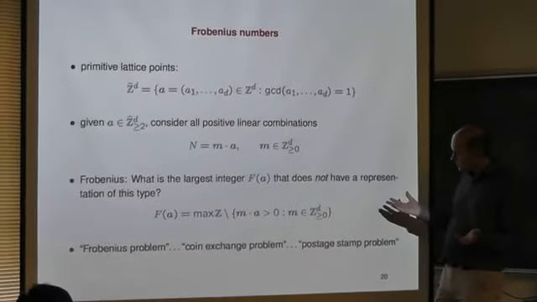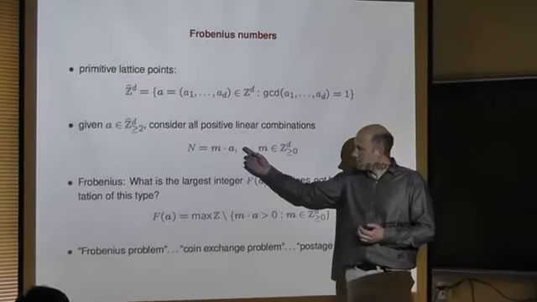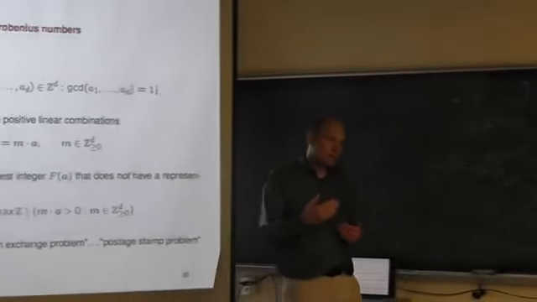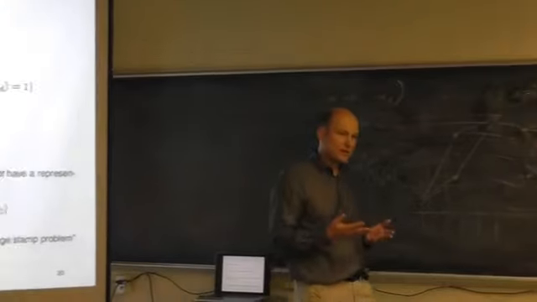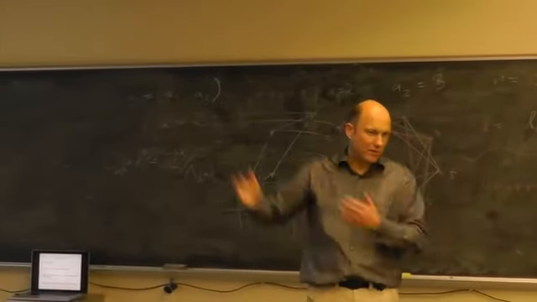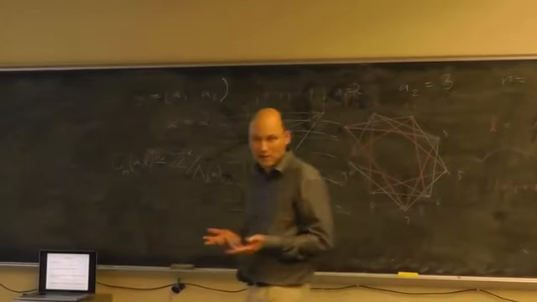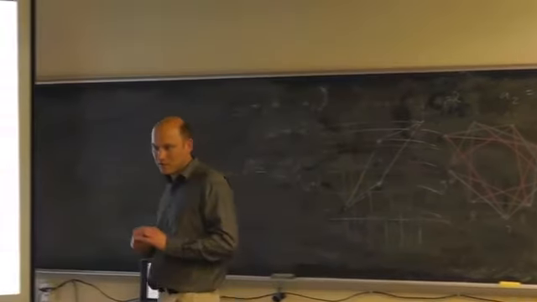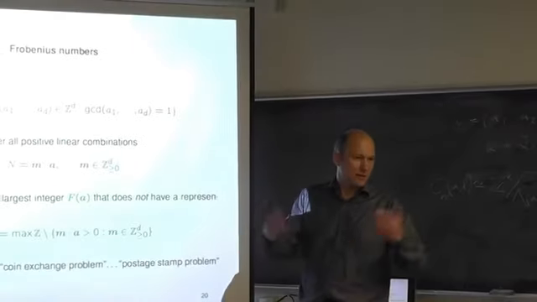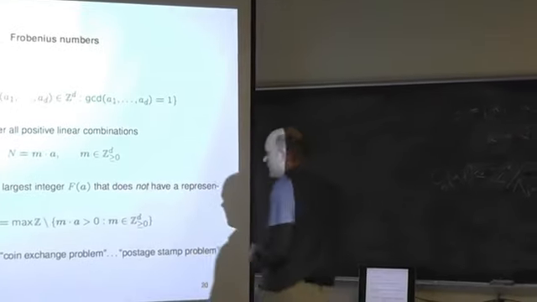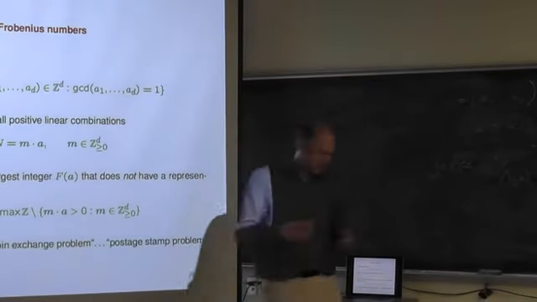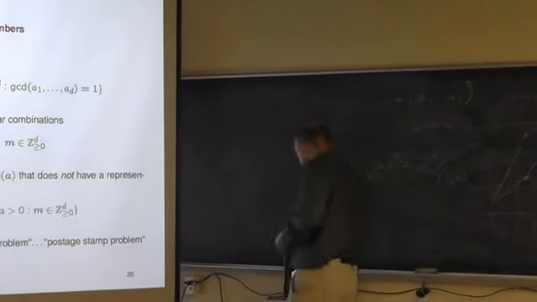It's a known fact that for fixed a, there is an integer so that all integers greater than that integer can be represented in this way, with no gaps anymore. And the largest integer that you cannot represent is called the Frobenius number. The question is, how large is that? How does that depend as a function of a? So here's the formula for it. Not a formula, a definition.